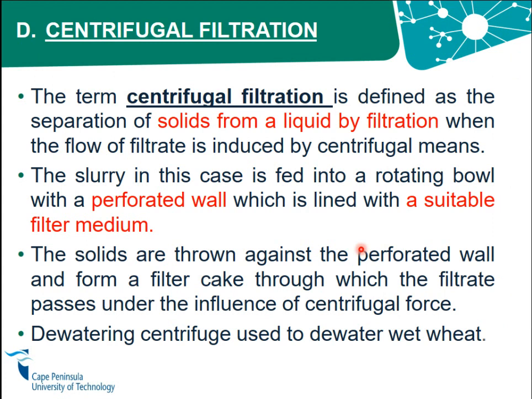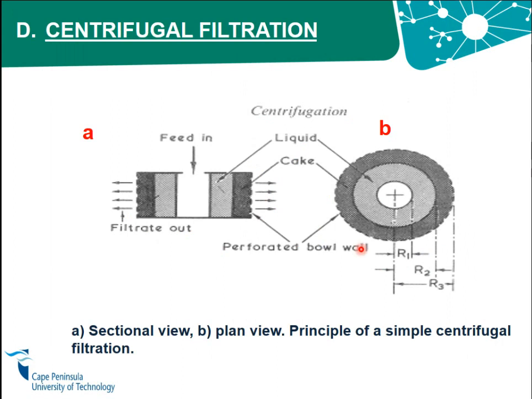Basically, this is defined as the separation of solids from a liquid by filtration when the flow of the filtrate is induced by centrifugal means. So how do you achieve this? You feed your slurry into a rotating bowl with a perforated wall, and this wall is lined with a suitable filter medium that can separate these two components. The solids will be thrown against the perforated wall and form a filter cake through which the filtrate passes under the influence of centrifugal force. This technique is used in dewatering centrifuges, which are used to remove water from wet wheat. And how does it look? Here as well, there is a filter.